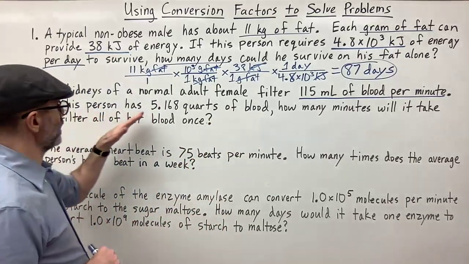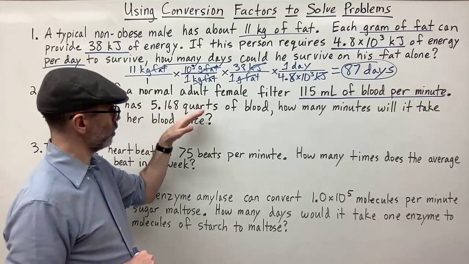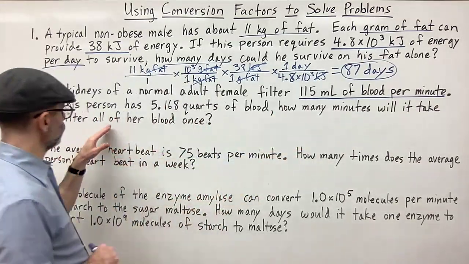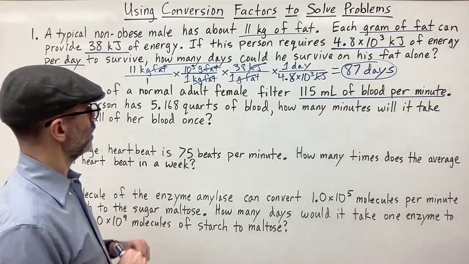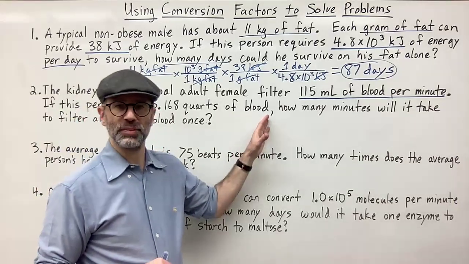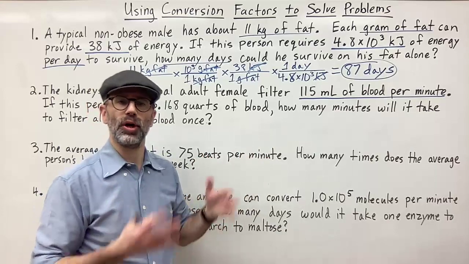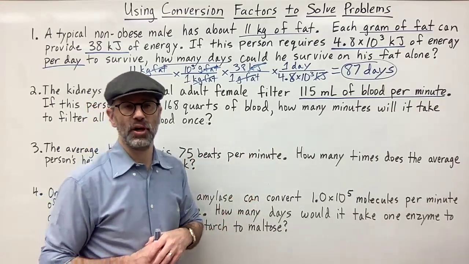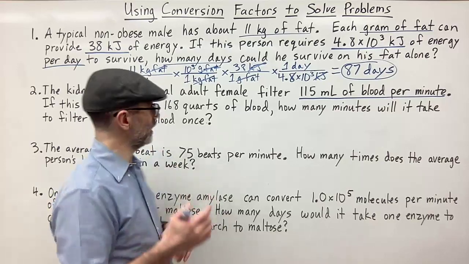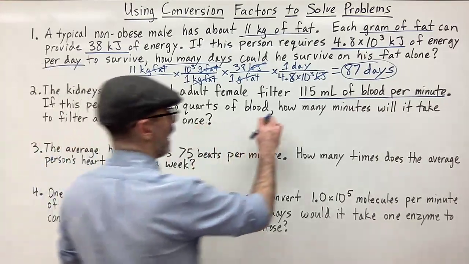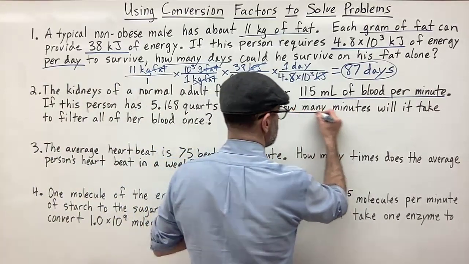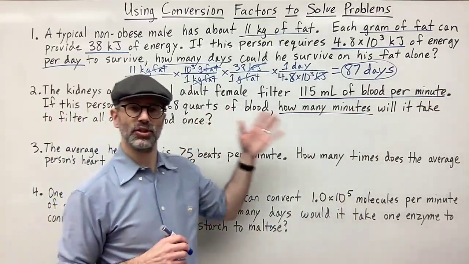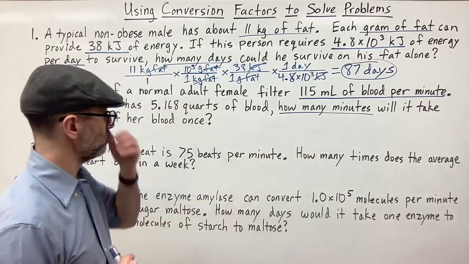If this person has 5.168 quarts of blood, how many minutes will it take to filter all of her blood just once? Well, we don't have any more relationships, so now we have to figure out where we begin and where we end. And that's where we go to the question. The beginning of the question is the end of the problem. So how many minutes? That is the end of our problem. We need to get to minutes of time.